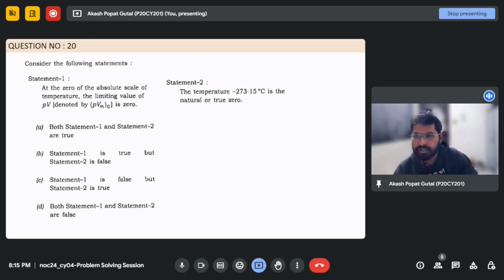So the next question is: consider the following statements. Statement 1: at the zero of the absolute scale of temperature, the limiting value of PV, denoted by (PV)m subscript 0, is 0. Statement 2: the temperature minus 273.15 is the natural or true zero. So the options are given. Can you guess the answer?